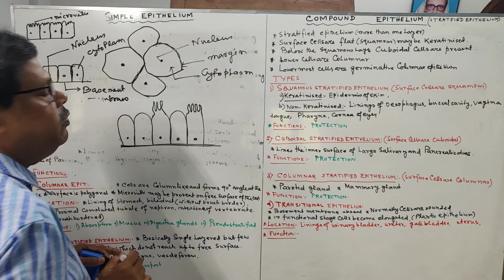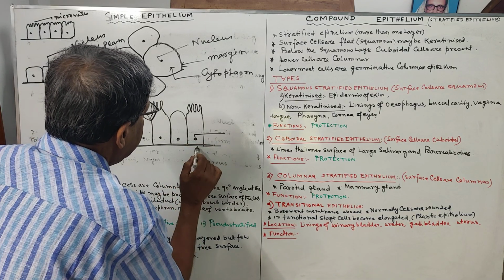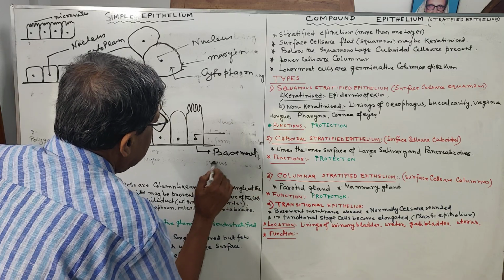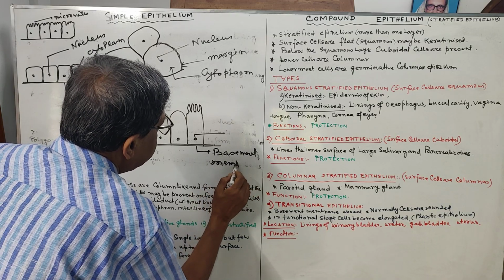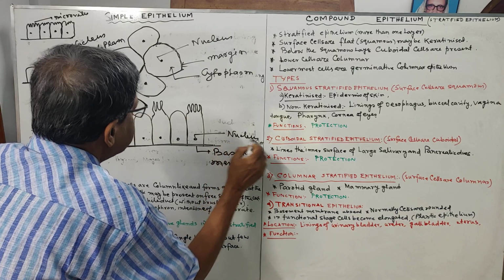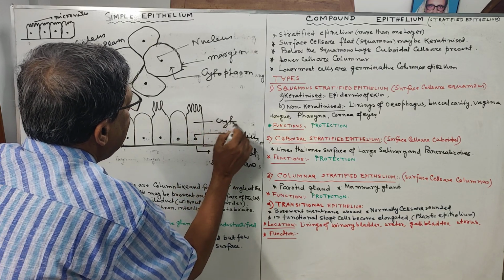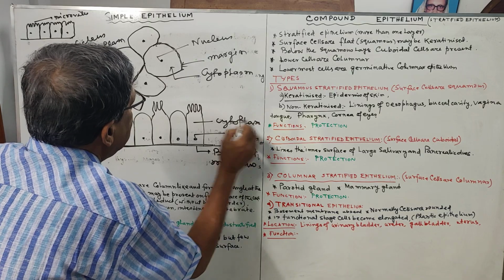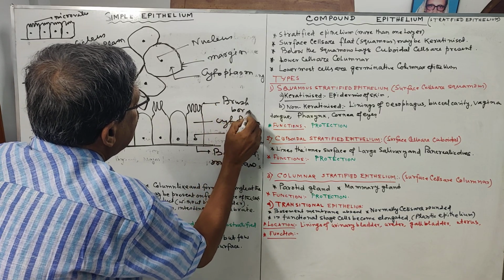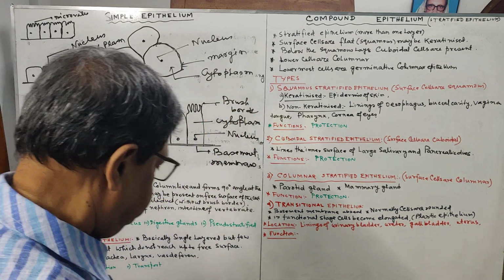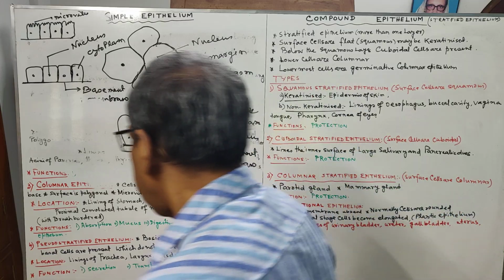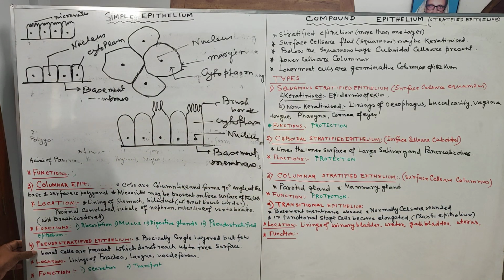This is the basement membrane. There is a nucleus, cytoplasm, and brush border. Next, columnar epithelium. After columnar epithelium, next, pseudostratified epithelium.